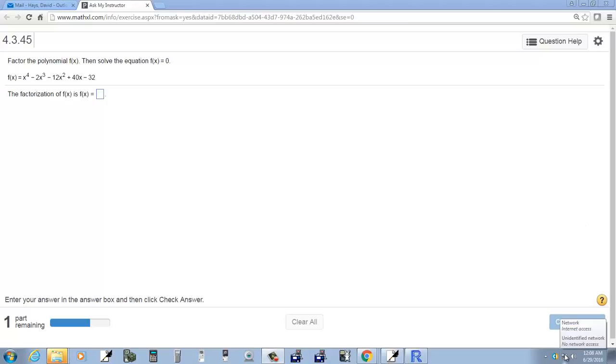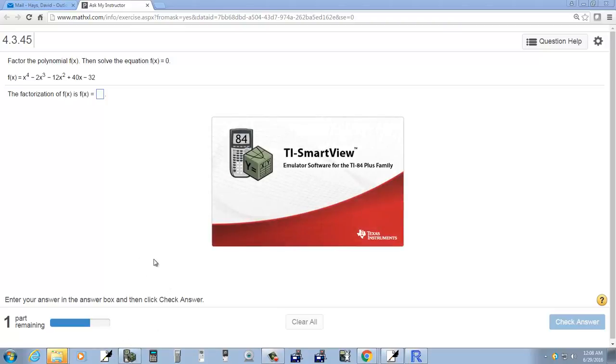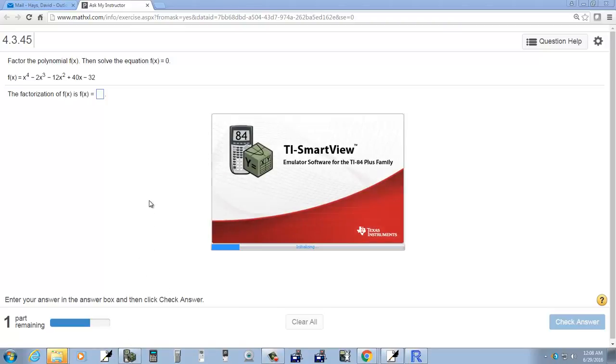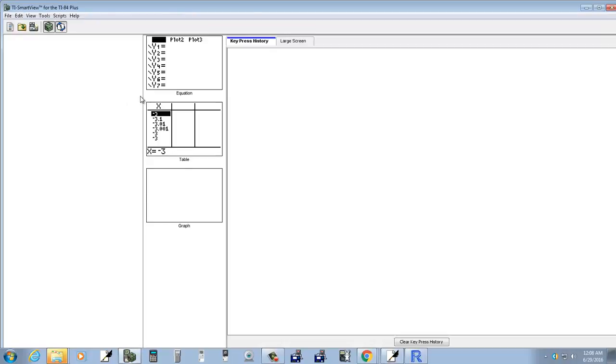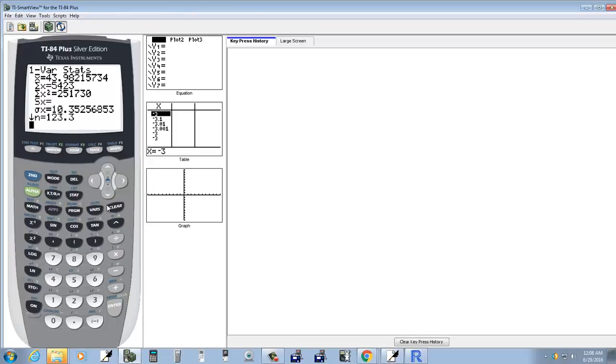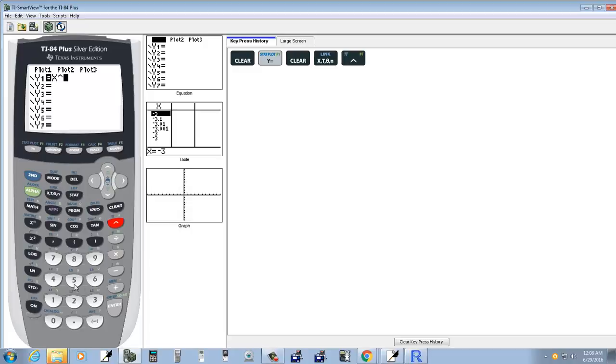Okay, let's take a look at this problem. It says factor it. So if I bring up my calculator, I'm going to go ahead and put this in. So go to y equals, clear, x to the caret 4.